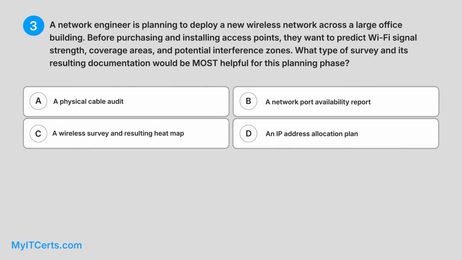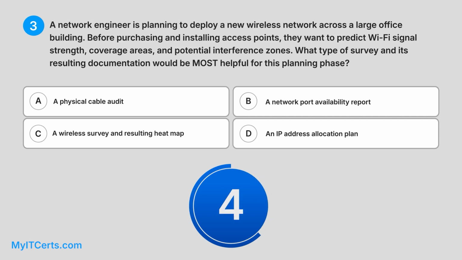3. A network engineer is planning to deploy a new wireless network across a large office building. Before purchasing and installing access points, they want to predict Wi-Fi signal strength, coverage areas, and potential interference zones. What type of survey and its resulting documentation would be most helpful for this planning phase? A. A physical cable audit. B. A network port availability report. C. A wireless survey and resulting heat map. D. An IP address allocation plan.